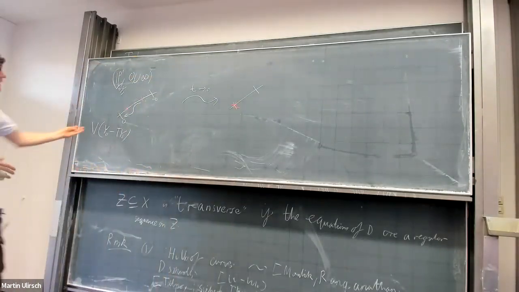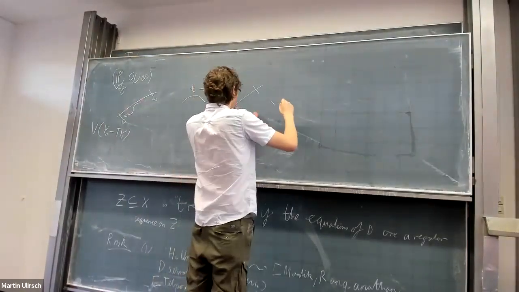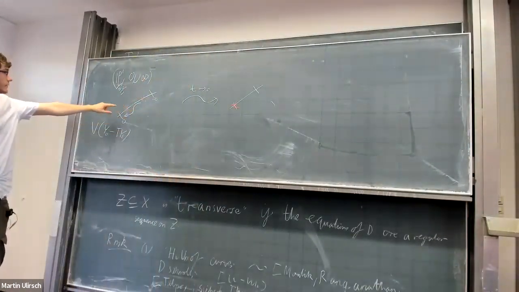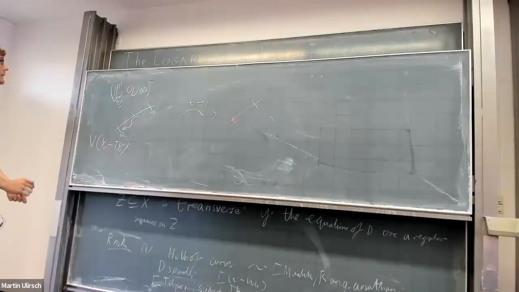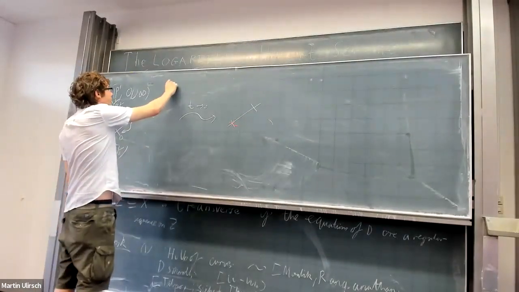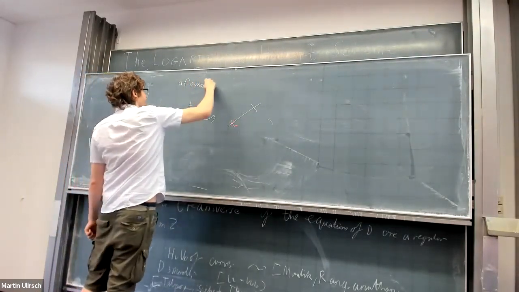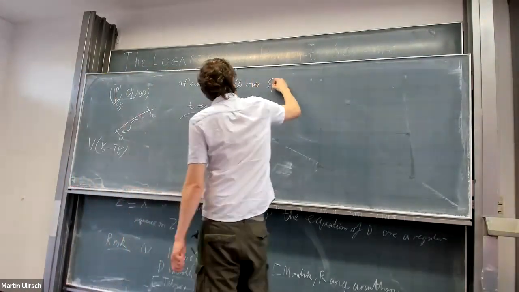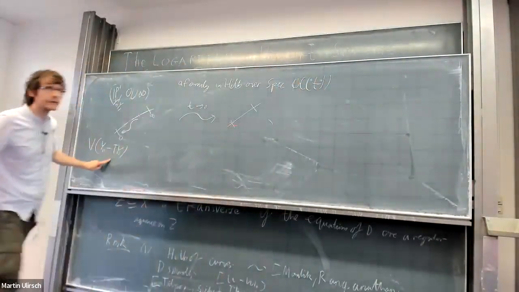So let me draw this same diagram in a more suggestive way. So this is an example of a family in Hilbert over Spec C double round brackets T. That's generically what this is for T non-zero.